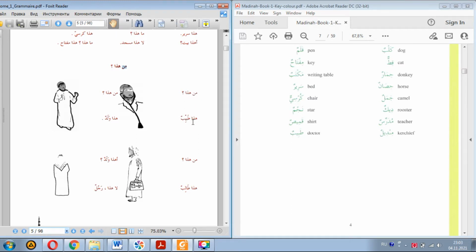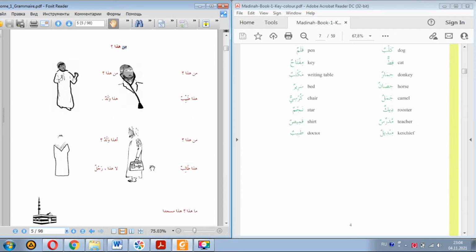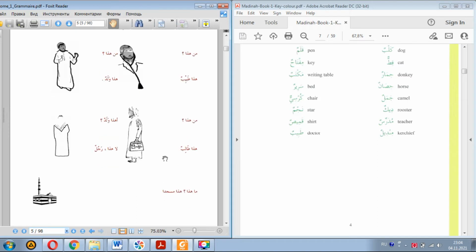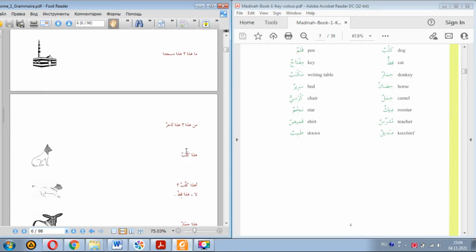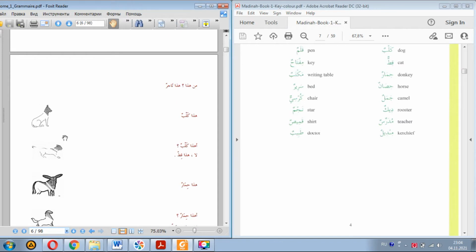This is a doctor. And also we learned some new words like طبيب, doctor, ولد, طالب, رجل. Then I proceeded to make a few comments regarding how much I liked this beautiful beard and this stylish bag. Then we moved forward to learn more new words like كلب, قط, حمار.